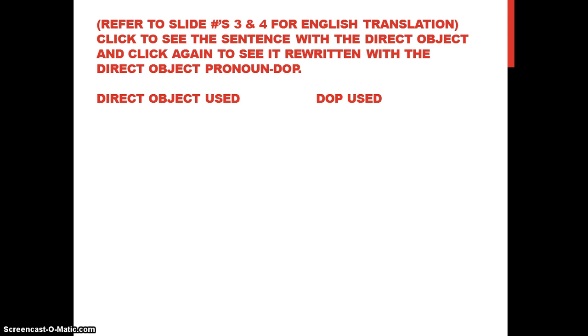We're going to click through these sentences with the direct object used, and then we're going to see what it would look like using the direct object pronoun, also known as DOPs. So yo leo el libro, I read the book. Yo lo leo, I read it. Notice our word order again. Our direct object pronoun comes before the verb.